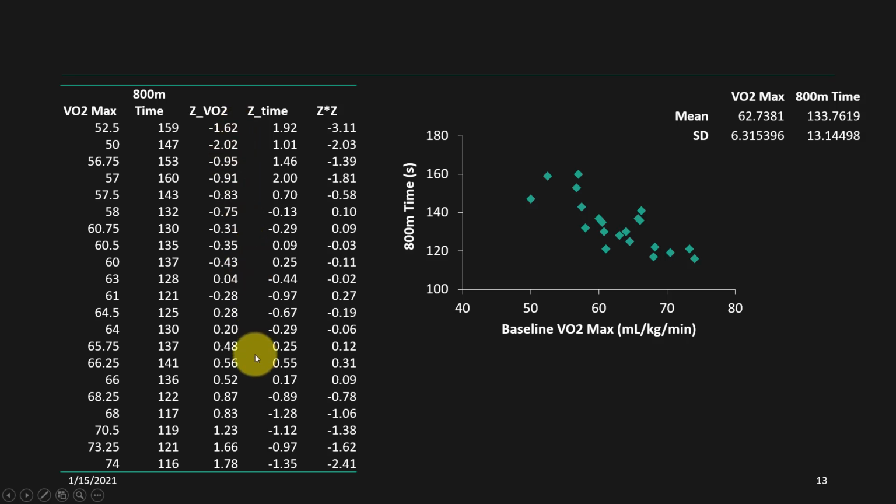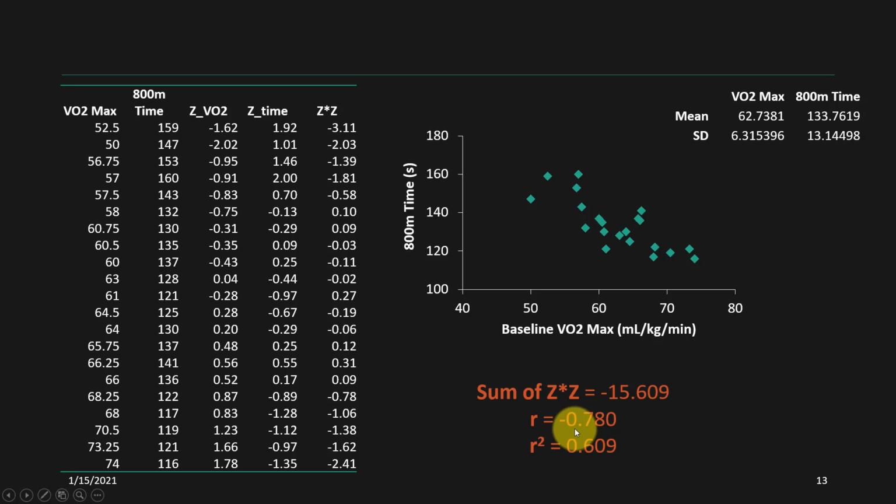And then I just do that calculation for all the VO2 maxes. I do that calculation for all of the time variables, and then I can multiply those z-scores together to get the z-score product, right? And you can see then that I have this collection of z-scores multiplied together. Finally then, I had to take the sum of those z-score products and divide it by n minus 1, and what I end up with is an r value equal to negative 0.78.